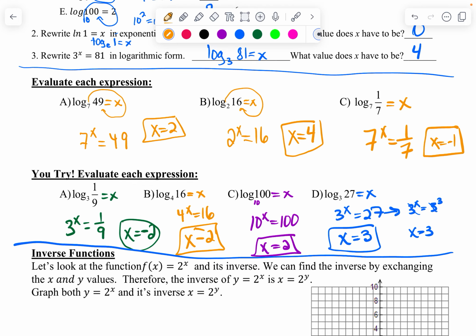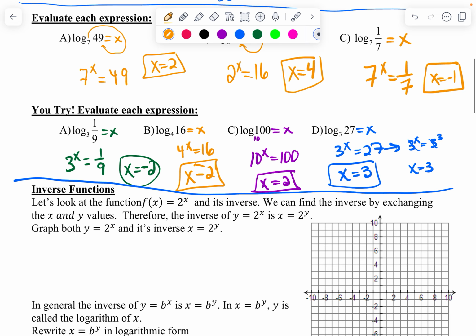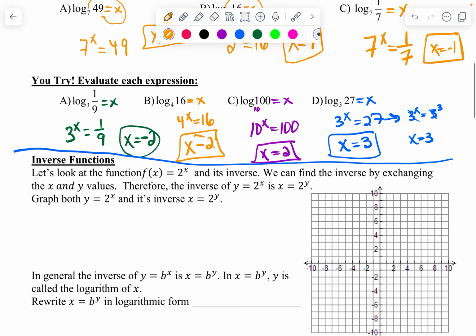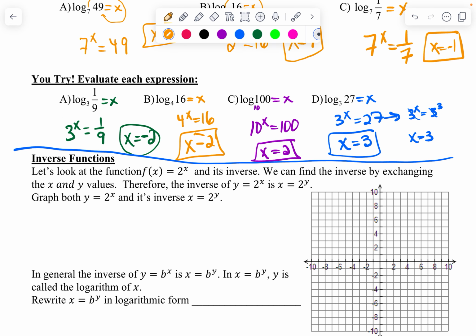Now we're going to look at inverses. Okay? Inverses are when we switch the x and y's and then we resolve and try to figure out what the equation would look like equal to y. We're going to start this with a graph we already know. Our f of x equals 2 to the x, okay? And then we'll graph its inverse.